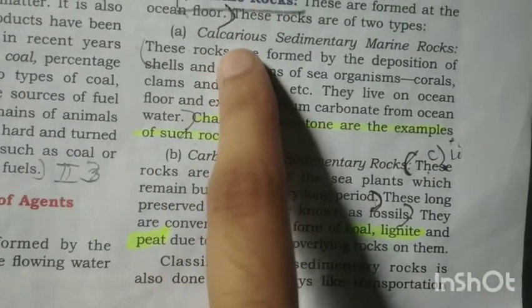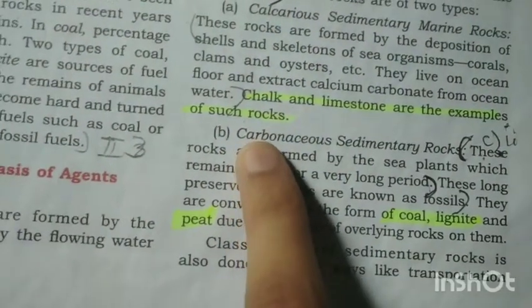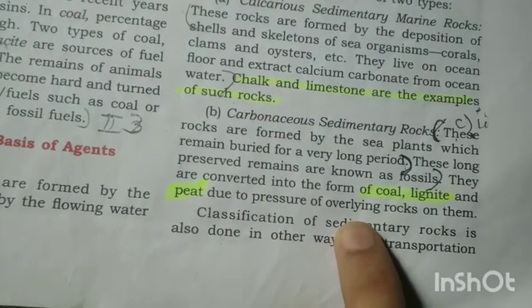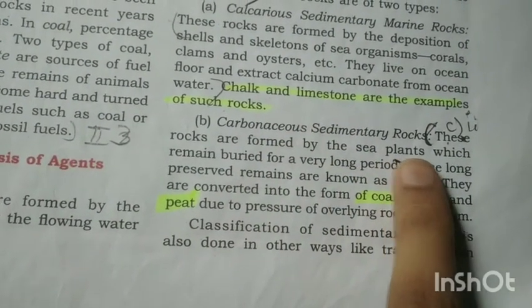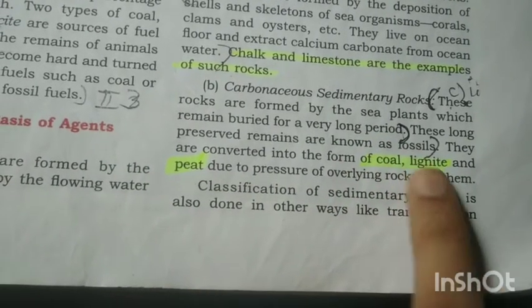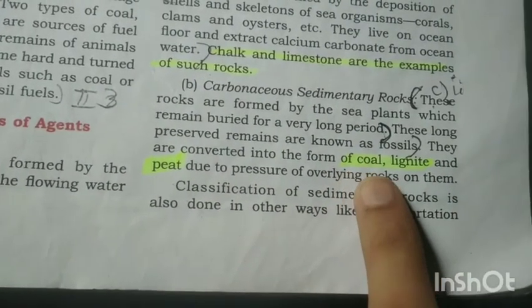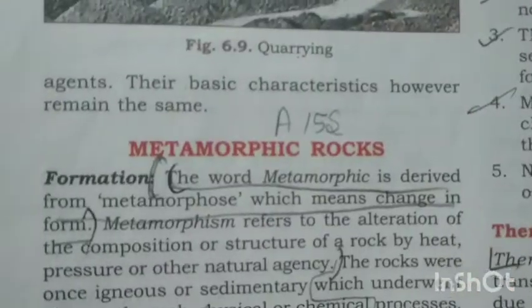Notice the word calcareous: they contain calcium, and carbonation: they contain carbon. Again, they are formed because of the sea plants, and they contain phosphorus, and they are converted in the form of coal, lignite, and peat. Why? Because of the high pressure. So this was the sedimentary rocks.